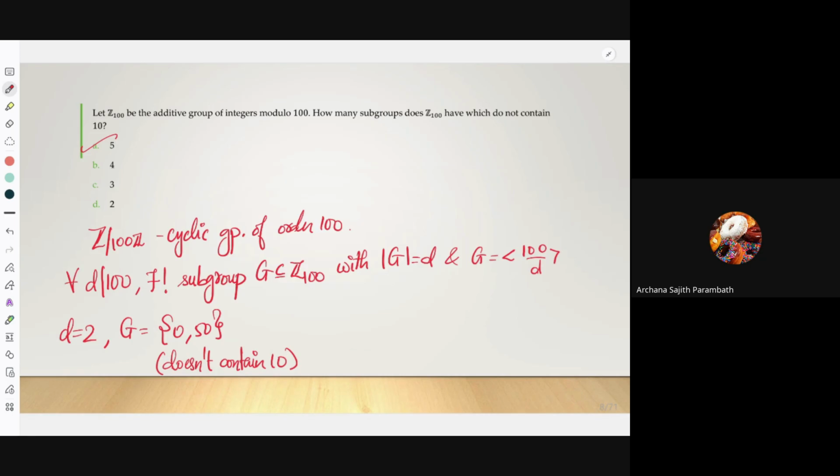So whenever counting questions like this come, it's very important for us to look at the trivial subgroup. We might miss counting it. So it's always important for us to count the trivial subgroup. So remember that always.